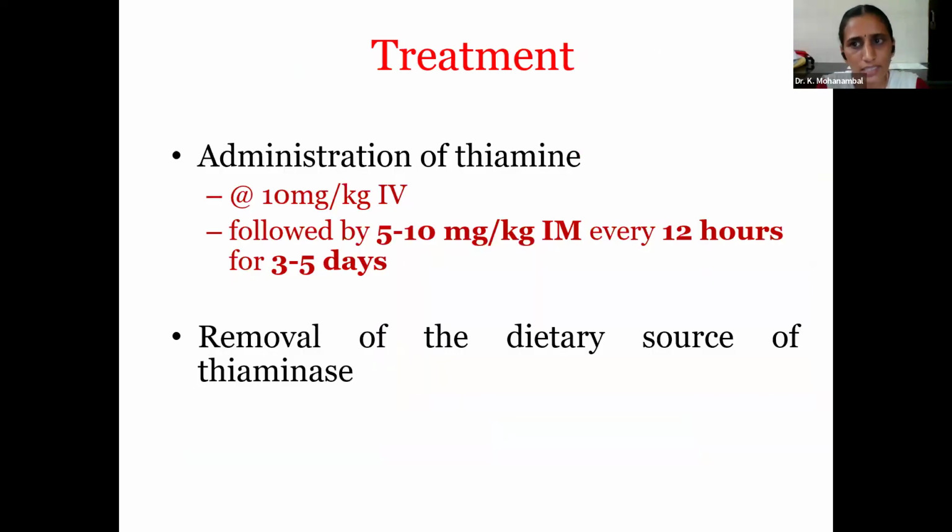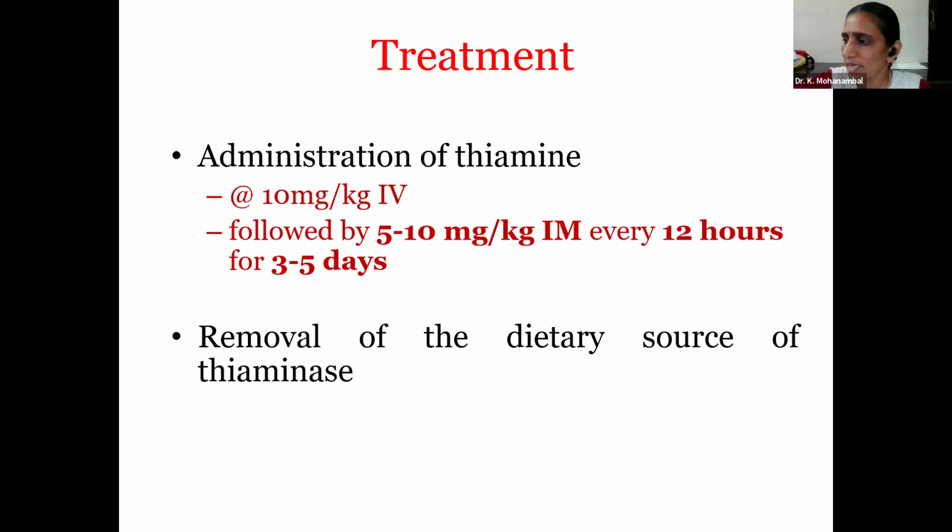The treatment is very important, and the dose rate of thiamine is very important. We need to administer thiamine at the dose rate of 10 mg per kg intravenously, because rapid administration will help to reverse the condition. We need to act swiftly after seeing the clinical signs and immediately go into the treatment protocol. First an IV injection, then followed by IM injection at the dose rate of 5 to 10 mg per kg intramuscularly every 12 hours for a 3 to 5 day course.